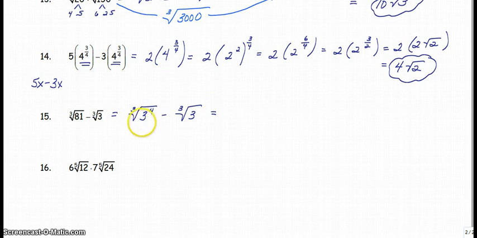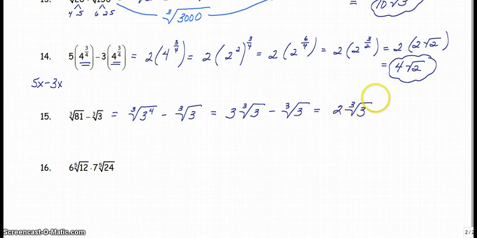Now the cubed root of 3 to the 4th, I can simplify. A 3 will come out, and so I would have 3 cubed root 3 minus the cubed root of 3. Now these are like radicals or like terms, and so there's really a 1 in front of that. I can combine them. So I have 3 minus 1, or 2, times the cubed root of 3. And that would be my answer.